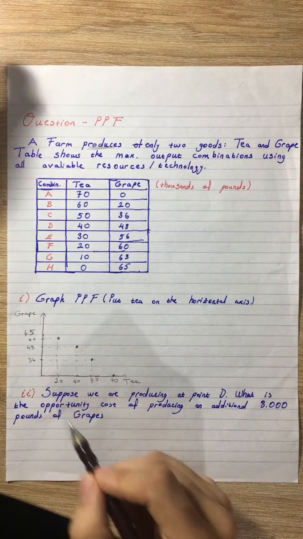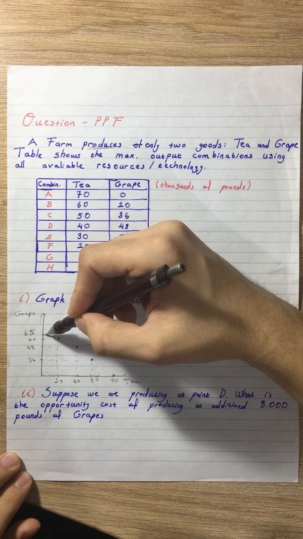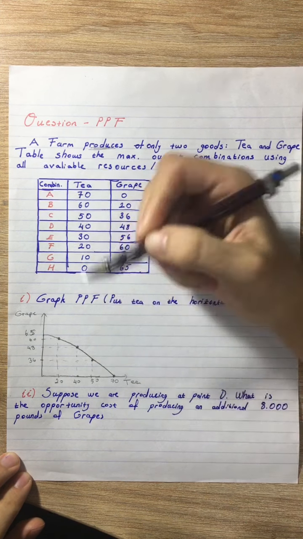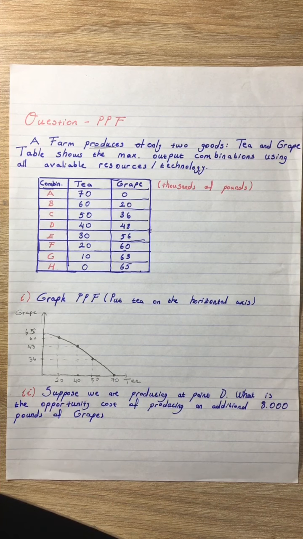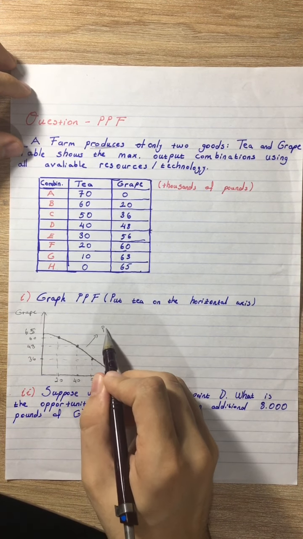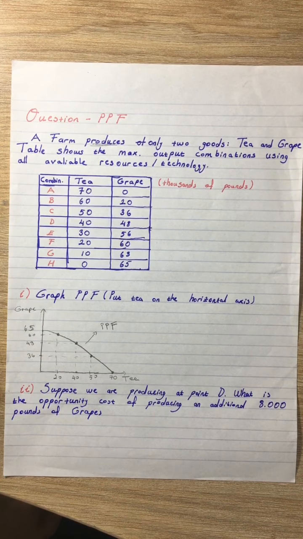Now we can connect these dots because we can now see the shape of the curve. It is again a belly-shaped curve. Its slope is not constant because the opportunity cost changes along the curve. This is the production possibilities frontier. And this was basically it. We cannot ask for the slope because, as I said, the slope changes along the curve because the opportunity cost rises.